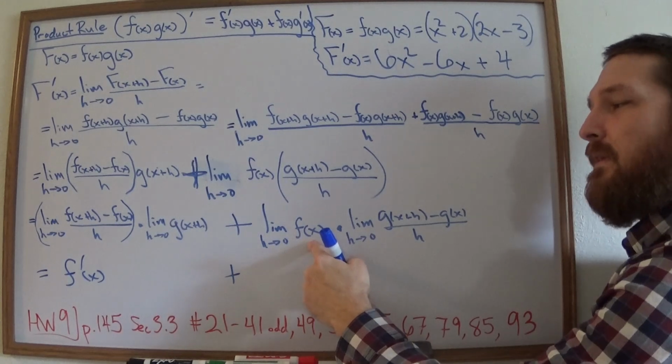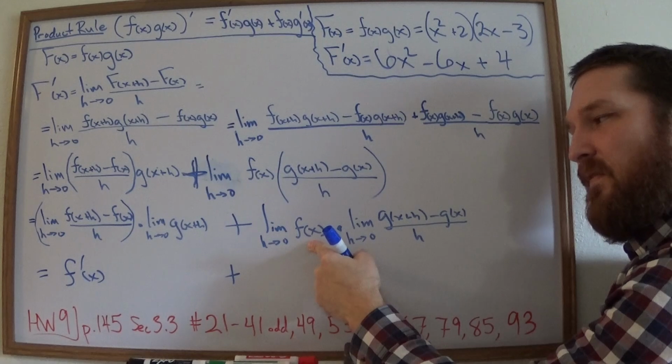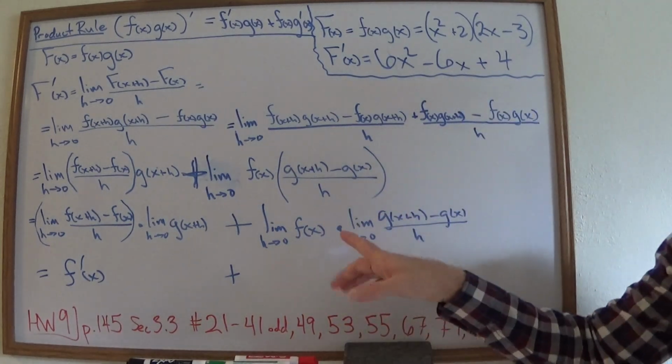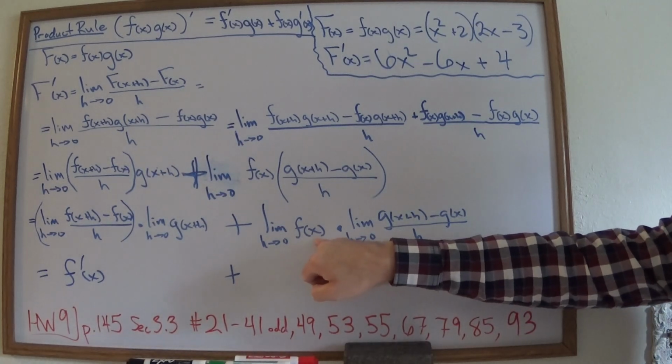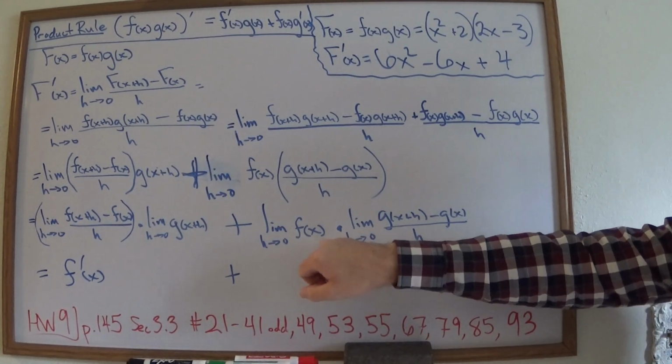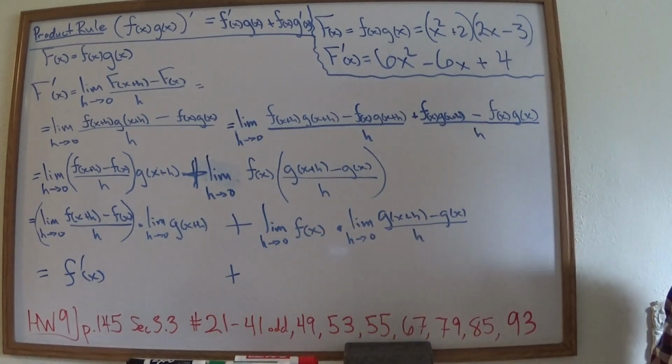What is this? What's the limit of f of x as h goes to 0? It's just f of x, because as far as h is concerned, this thing is a constant. F of x itself does not change when you change h, because h doesn't show up in it.